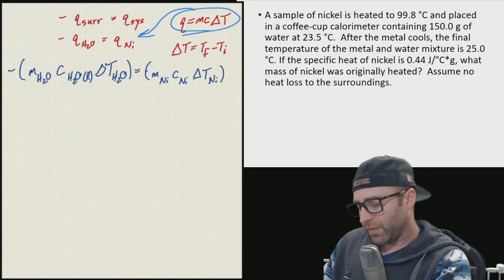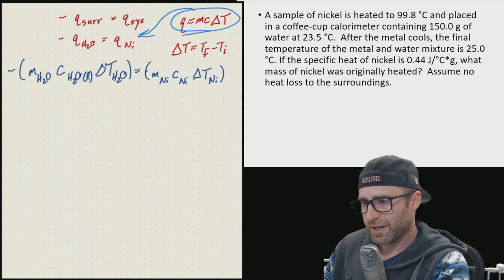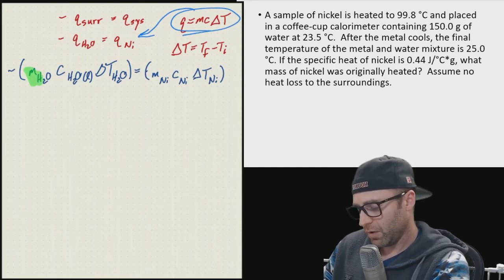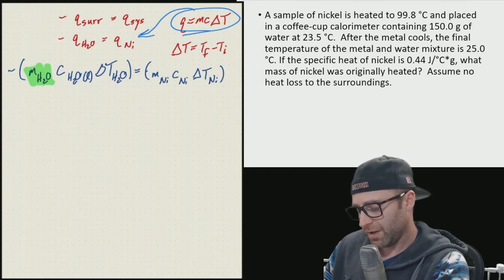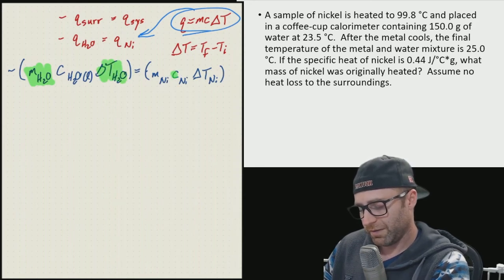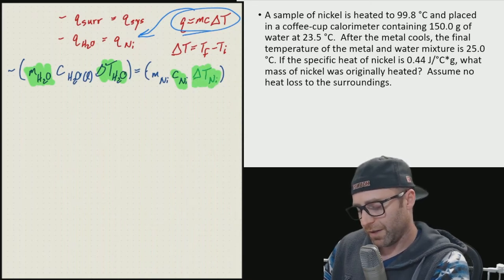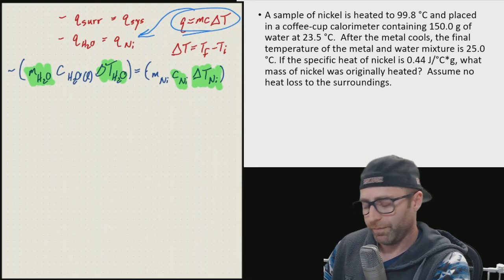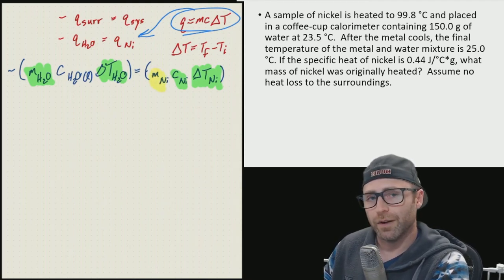Okay, cool. Why is this cool? Because with the help of a book and the information we had on the previous page, we know the mass of our water. It was that 150 grams. We know the initial and the final temperature of our water. So we're good there. We know the specific heat of nickel because it gave it to us in the problem. And we know the initial and the final temperatures of our nickel. We don't have the mass of our nickel.